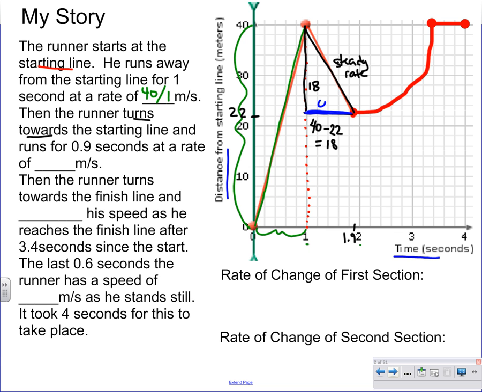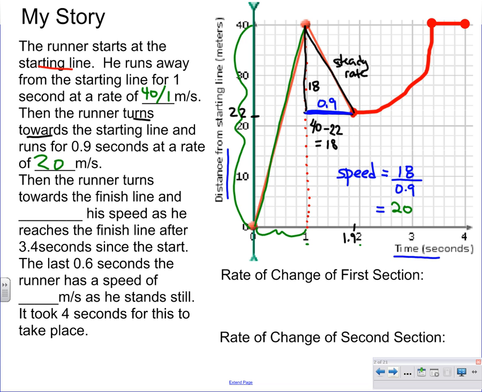So he ran 18 meters over a time of, again, we thought this was 0.9 seconds. So my speed, or my rate of change, is going to be his meters per second. So I had 18 meters traveled in 0.9 seconds. I'm going to need my calculator to calculate that, so let's divide 18 by 0.9. And I get the value 20. So that means he has run for 0.9 seconds at a rate of 20 meters per second.